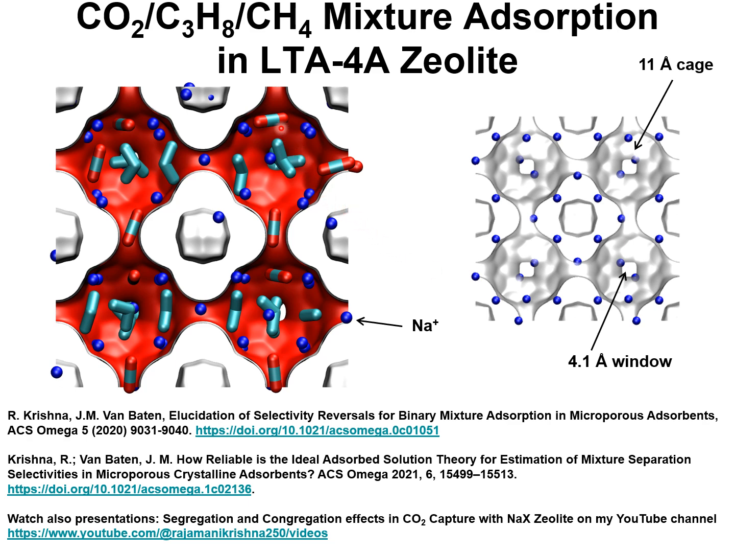The carbon dioxide gas molecules locate preferentially in and around the window regions. For example, you can see a CO2 molecule nicely ensconced and straddling the window region. The alkanes such as propane and methane are primarily located within the cages. So there is segregation in the location of gas molecules within LTA-4A zeolite.